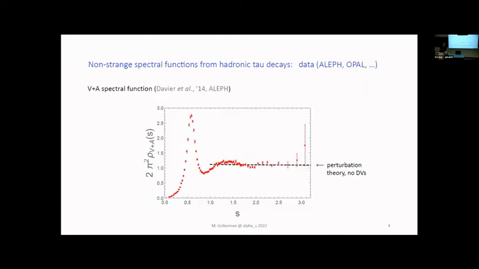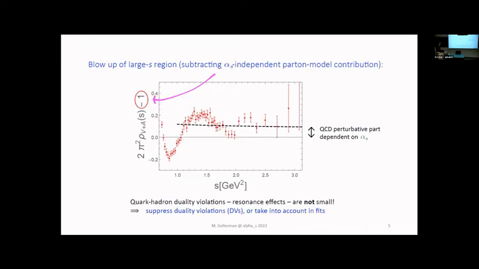This shows the non-strange spectral function from hadronic tau decays. This is the ALEPH data. It's the V plus A combination that has been advertised by groups as the one one should use. It is being advertised as looking very flat in this region, and it is, of course, much flatter than V or A separately. But I would argue that this is not flat, right? Here I show the same slide again.